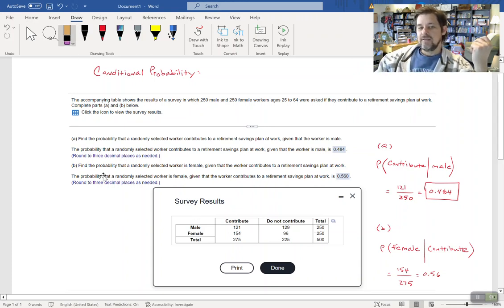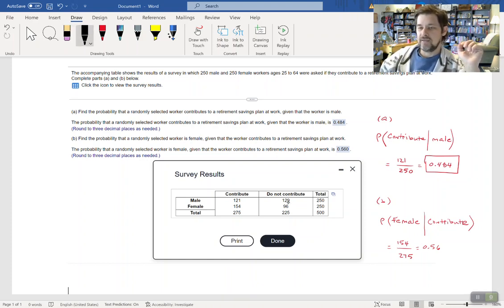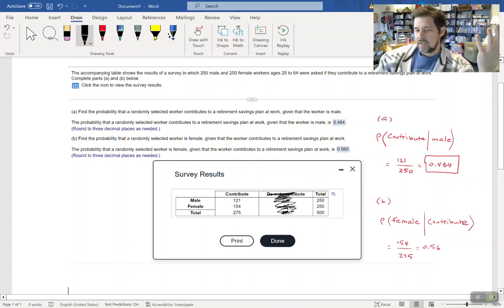Alright, find the probability that a randomly selected worker is female given that you know already that they contribute to the retirement savings plan. So this time, the assumption that you're working with in the conditional probability is that you know that the worker contributed to the retirement savings plan. So in that case, we eliminate all this, right? Of all the data, the workers that didn't contribute just aren't part of the calculation, because that's the assumption in the conditional probability, that the worker did contribute.